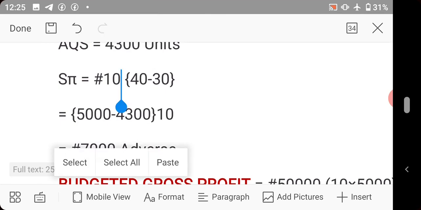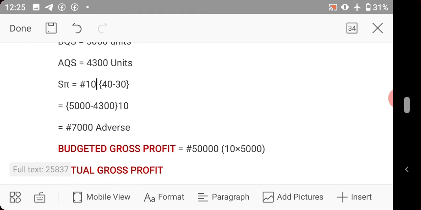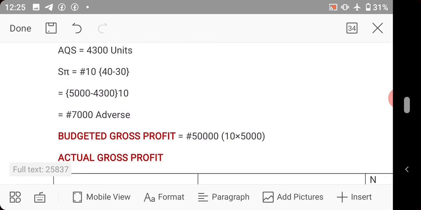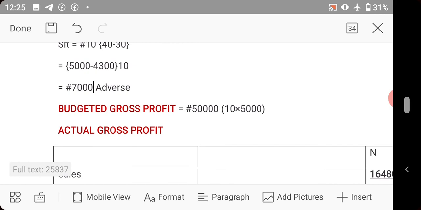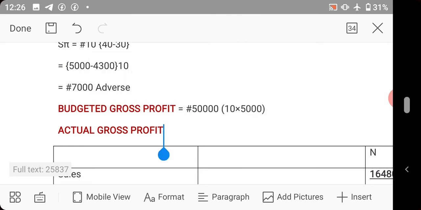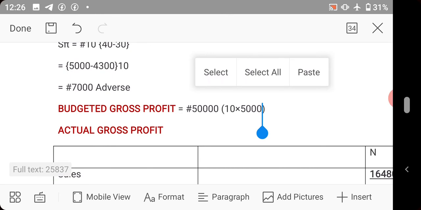Remember, at the commencement of the class, I did tell you that budgeted profit per unit is 10, which is 40 naira sales price minus 30 naira cost price. That will give you 7,000 naira, and it's adverse because the unit sold is less than the unit budgeted. You underperformed. So we now look at computation of budgeted profit, which is 50,000. Standard profit per unit times budgeted units will give you budgeted gross profit.